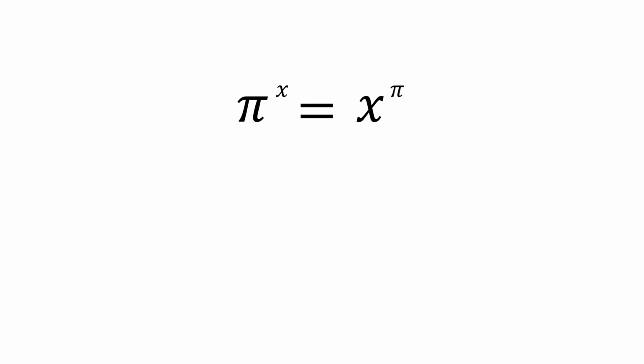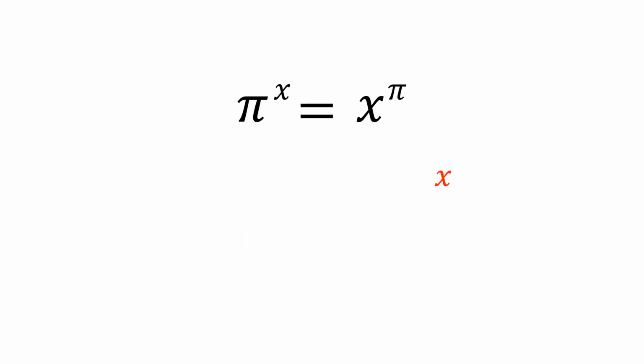Except, no. If x equals pi, then pi to the pi is huge, and pi to the pi is still huge, but not equal huge. Too big on one side. Goldilocks would not approve. Okay, wait, hold on.